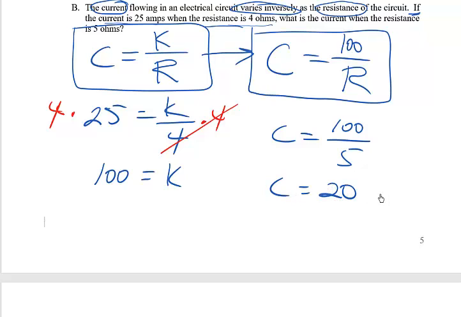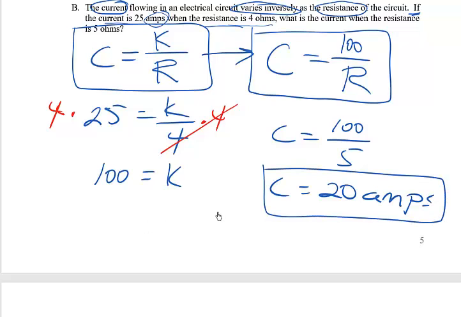Well, I just need to go and remind myself how current was measured. Current in this problem is measured in amps. So that would be 20 amps. All of the variation problems follow this same pattern. Just make sure when you go to the practice and to the homework that you're starting with the correct general equation. Direct variation, y equals k times the x. Inverse variation, y equals k divided by the x.